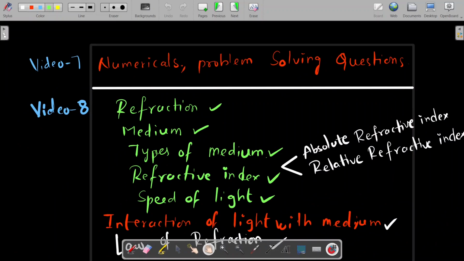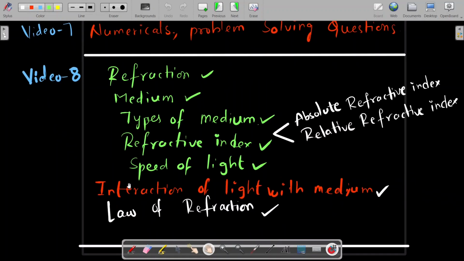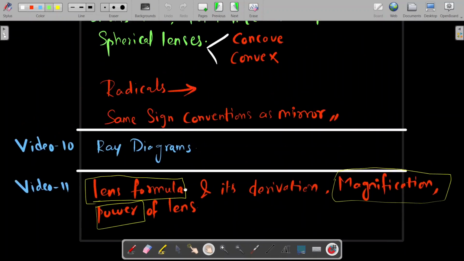Next, numericals and problem solving questions will be in video 7. We will have problem solving over there. Next, in video 8 we will go for refraction. In that, what are mediums and types of mediums, what do you mean by refractive index, types of refractive index, what is the speed of light in vacuum and everything, and its interaction. Here also I will be telling you the logic of how it interacts.